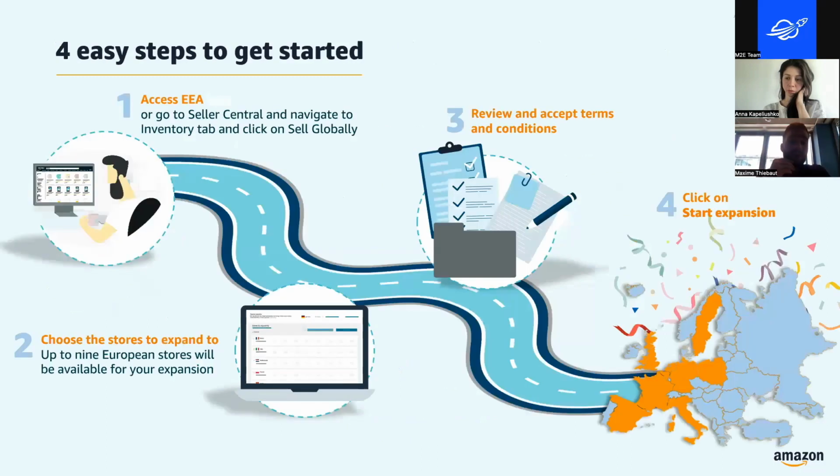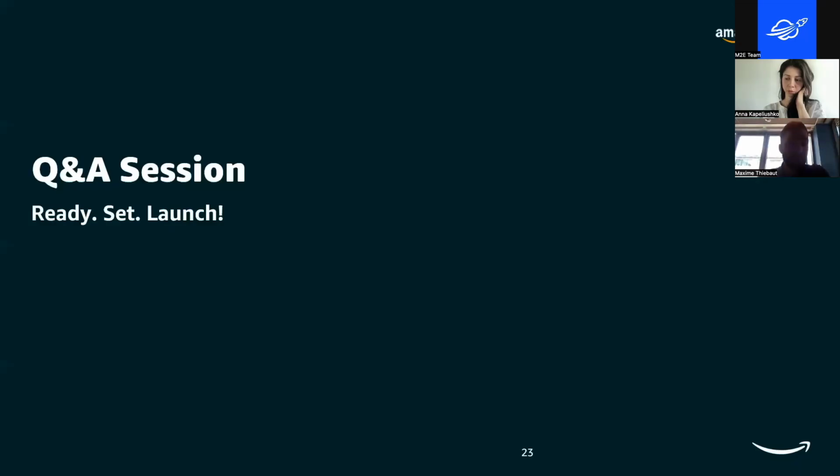And this is only what I said just before: access the tool, choose the store to expand, review and accept the terms and conditions. And after 2 days, you will be visible in all the European marketplaces and leverage all the sales potential you have at Amazon. So that's all for the information.